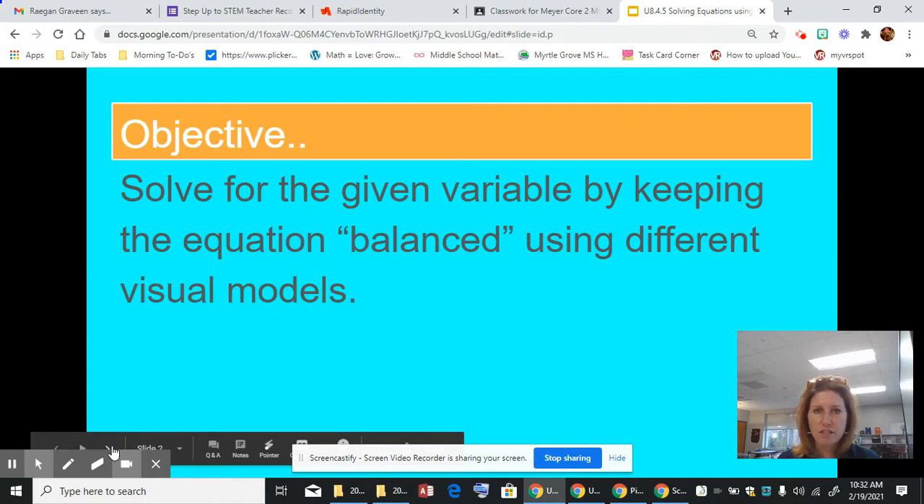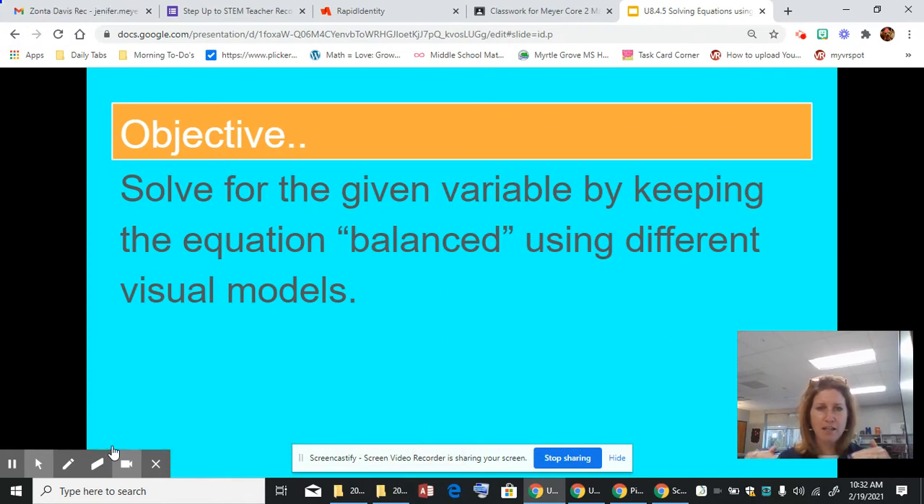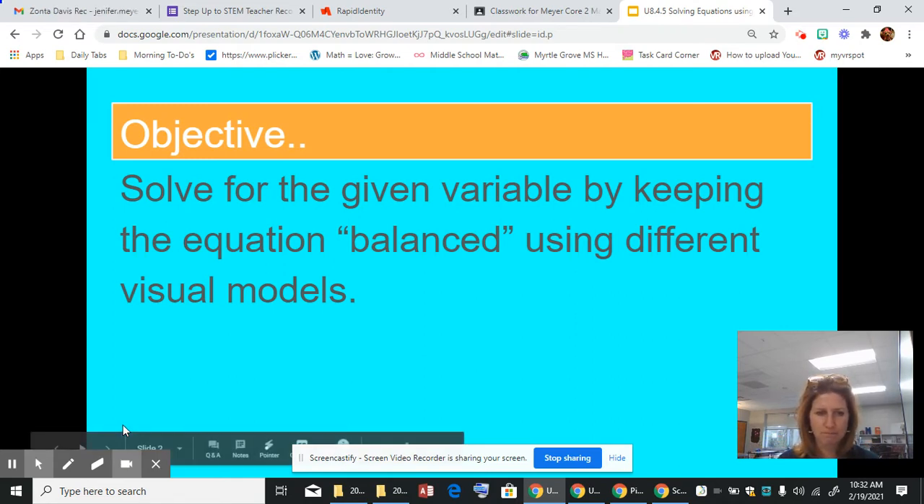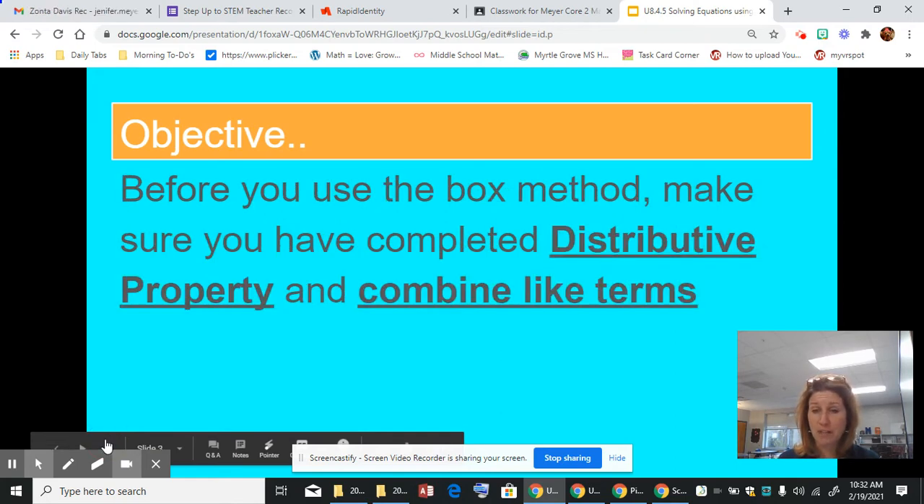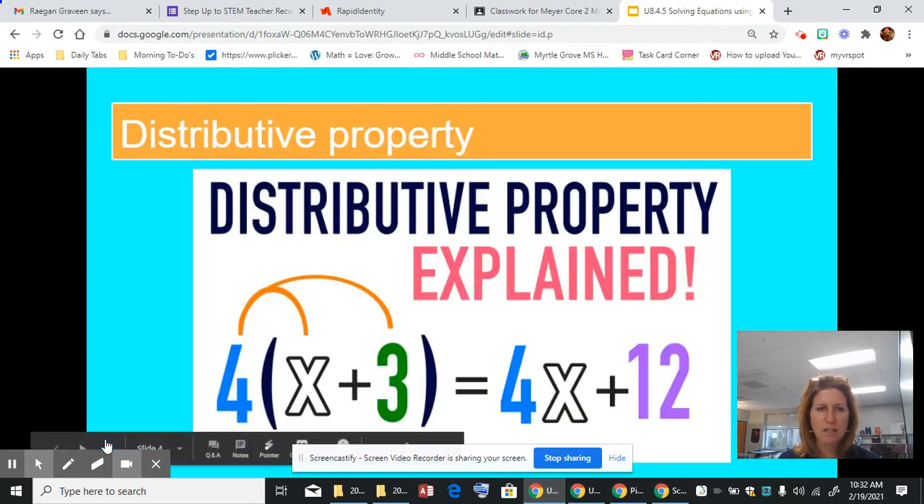So our objective today is we are going to solve equations for a given variable. We're keeping that equation balanced by using different visual models on either side. We are going to combine our distributive property and combine like terms methods from seventh grade and sixth grade.